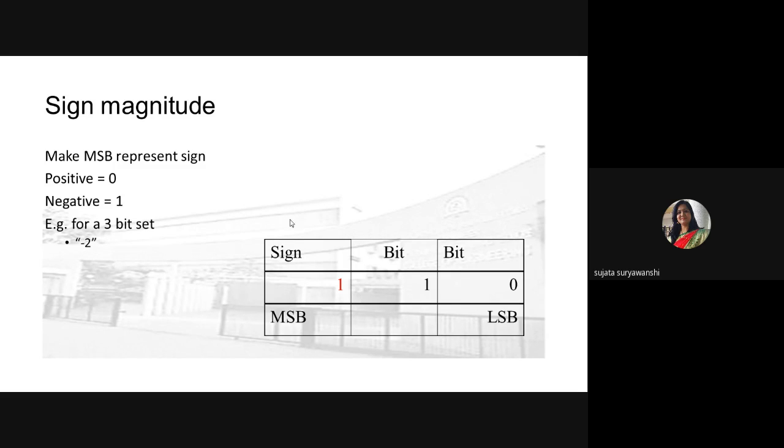In this PPT, the number given is -2. For a 3-bit set, suppose, how to represent 2? 2 can be represented by 1 0.